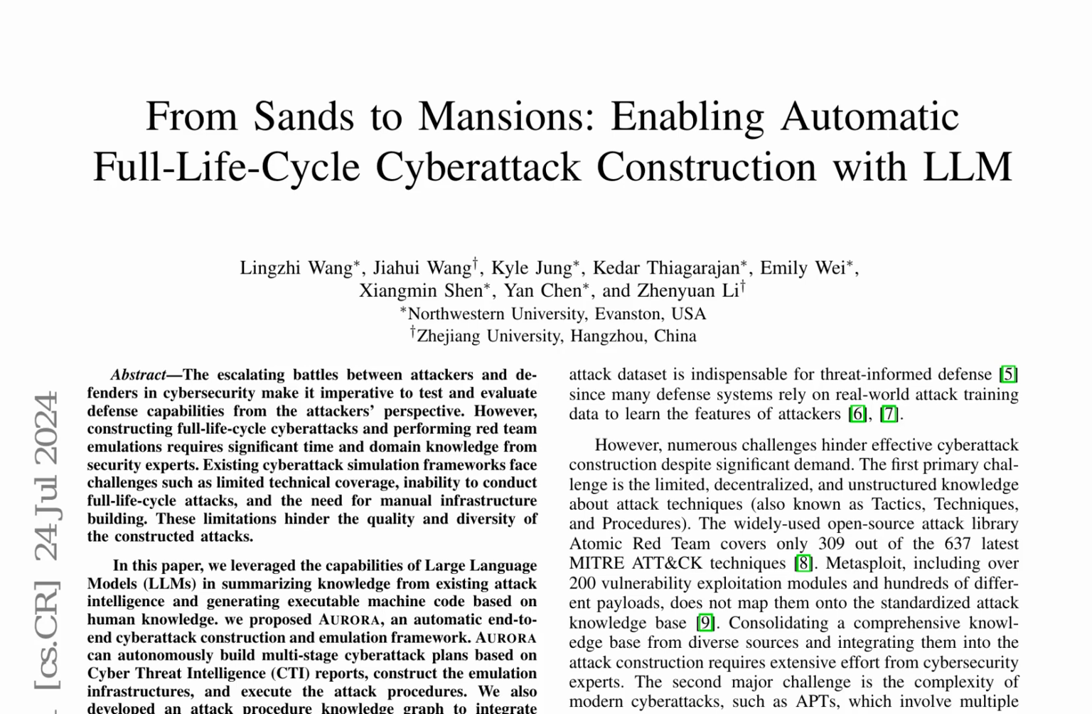Here is a combined summary of the 2 pages. The escalating battles between attackers and defenders in cybersecurity necessitate testing and evaluating defense capabilities from the attacker's perspective. However, constructing full lifecycle cyberattacks and performing red team emulations requires significant time and domain knowledge from security experts.